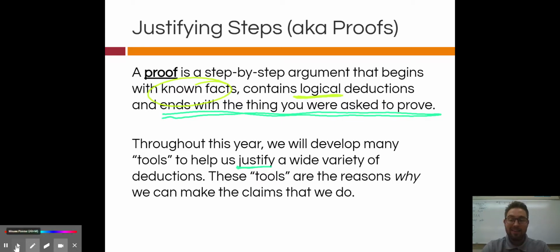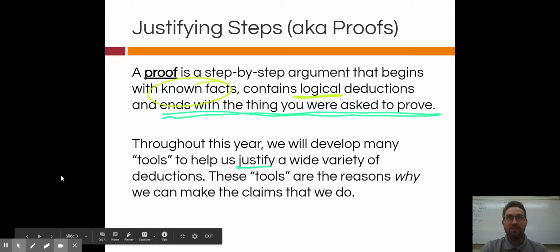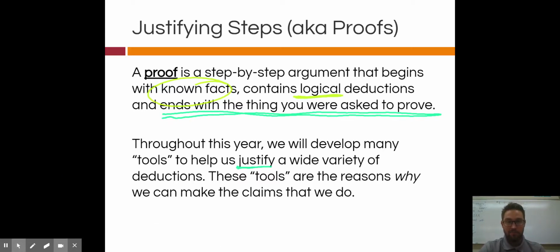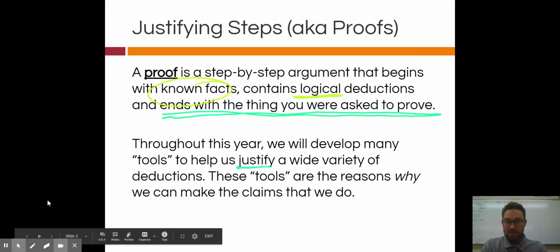I like to think of it as a lawyer in a courtroom, and you have a whole bunch of evidence and you are trying to prove that your client is innocent. So what you need to do is walk through that evidence and explain how this all makes your client innocent. I think it's really fun stuff. Hopefully you agree.